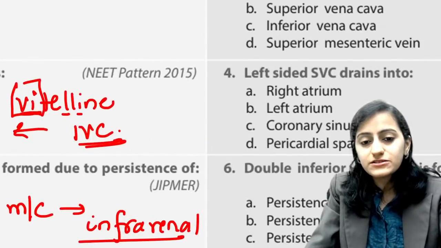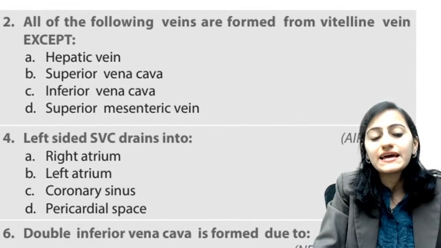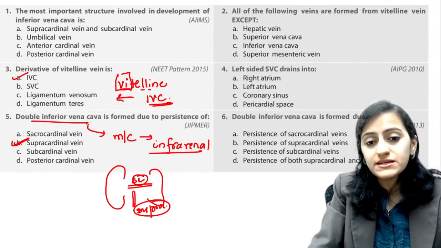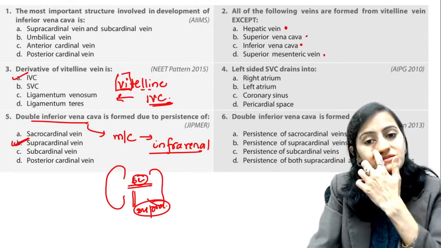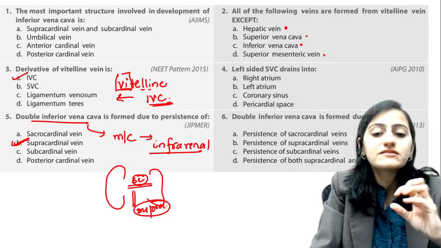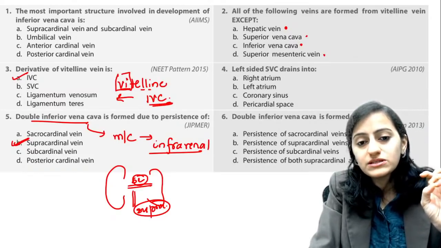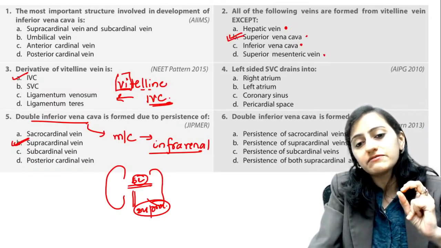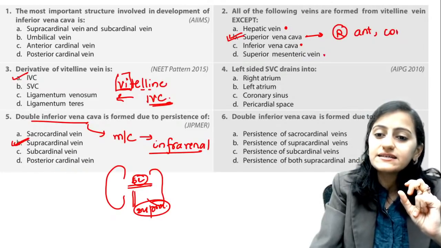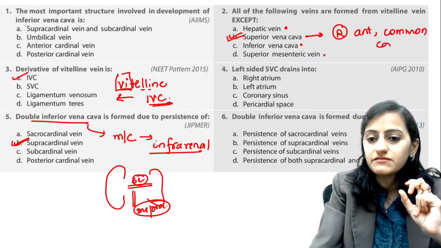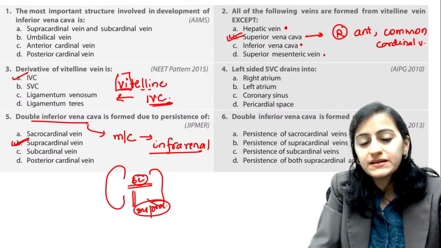Okay? Next question. All of the following veins are formed from vitelline vein except, look at the options, hepatic vein, superior vena cava, IVC, superior mesenteric vein. Related to the liver, the portal vein, and the IVC is from vitelline. So this is superior vena cava, right? Superior vena cava forms from right anterior and right common cardinal vein.